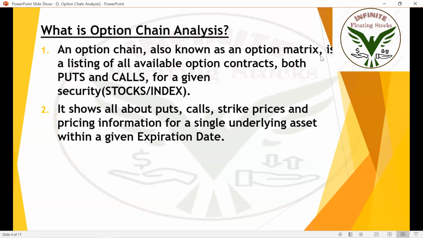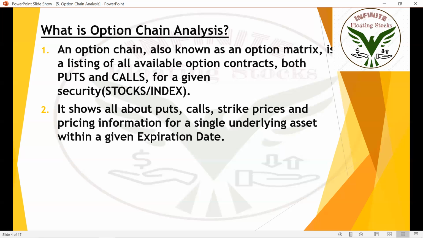Option chain is also known as option matrix, and it is a list of all available option contracts, both puts and calls, for a given security, which is a stock or index. I already told you what puts and calls are. A put is a type of option contract. There are two types of option contracts, and I already introduced you to them. They are the call option and the put option.